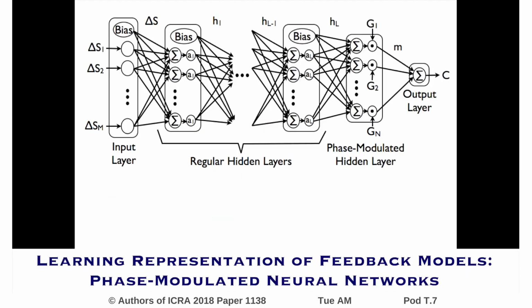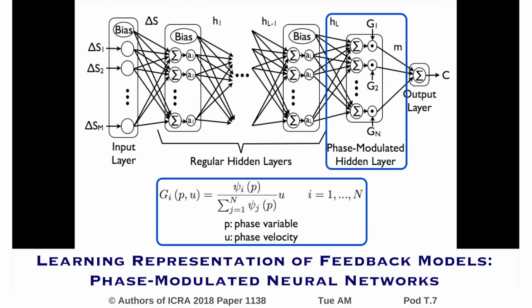Our main contribution is the definition of the phase-modulated neural network, which is a neural network with the nodes in the final hidden layer being modulated by radial basis functions centered on the phase variable p. Because of this modulation, this learning representation can capture the dependency of the adaptation on the movement phase. Moreover, because of the multiplication with phase velocity u, the adaptation term c is guaranteed to converge to zero, which ensures the convergence of the adapted plan.